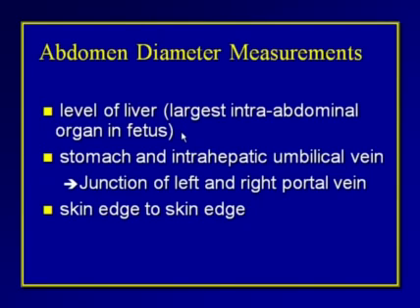Measuring the abdominal diameter, this should be performed at the level of the liver. The liver is the largest intra-abdominal organ in the fetus, and it gives us the best representation of the fetal weight. The image is taken at the level of the stomach bubble and the intrahepatic umbilical vein, and these measurements go skin edge to skin edge.